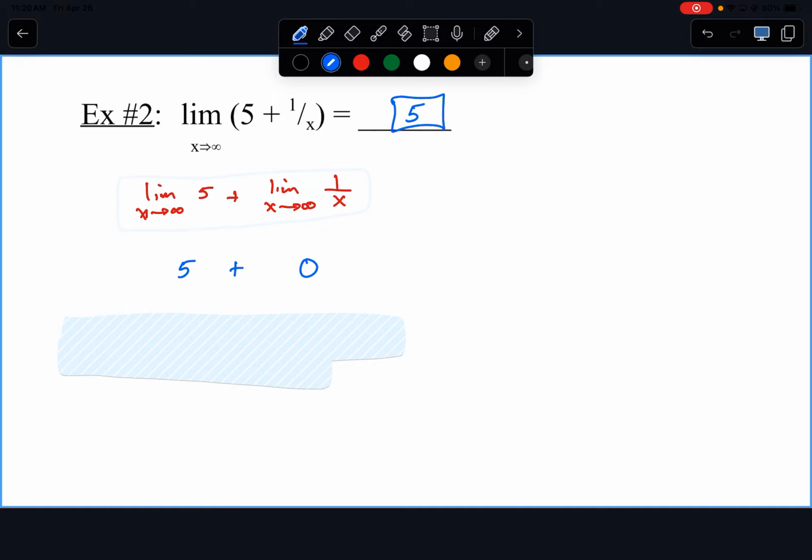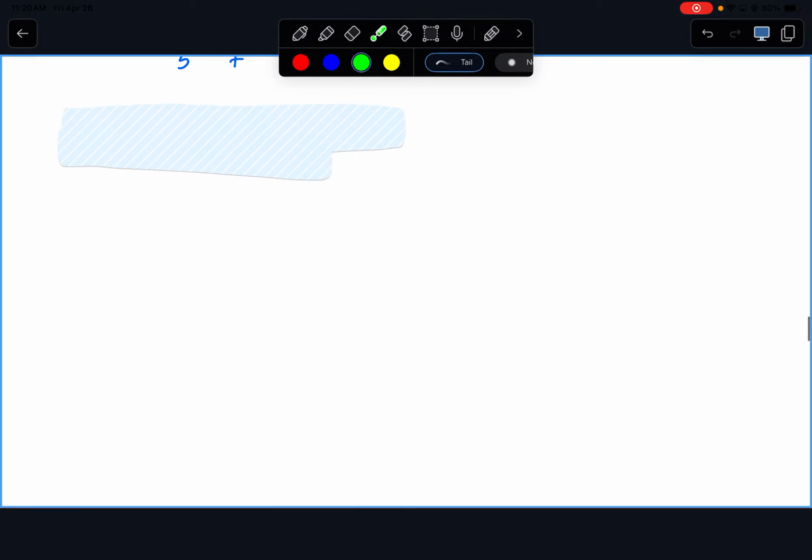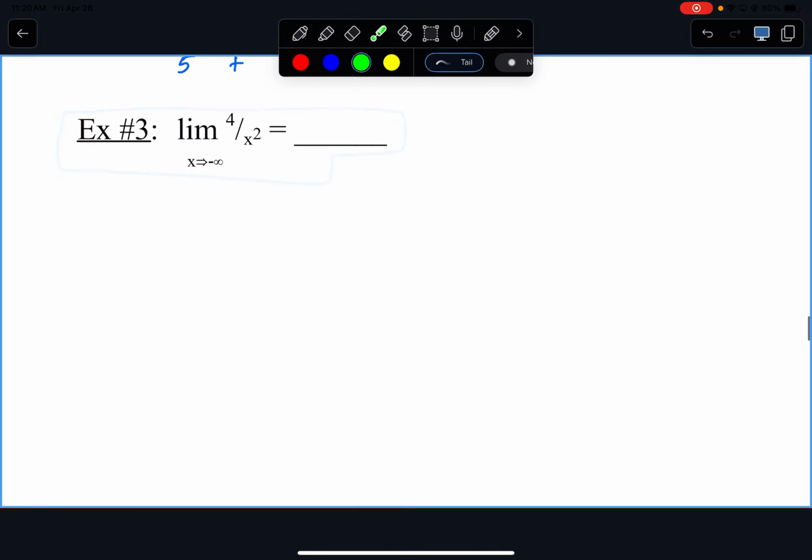There's the answer. Like I said, that is going to be a lot easier than trying to find a common denominator, trying to combine those, and then find the limit at the end. Find the limit of each part, and that's it. You just showed all the work you need to show for that. All right, let's keep going. Let me give you another one kind of similar to that.